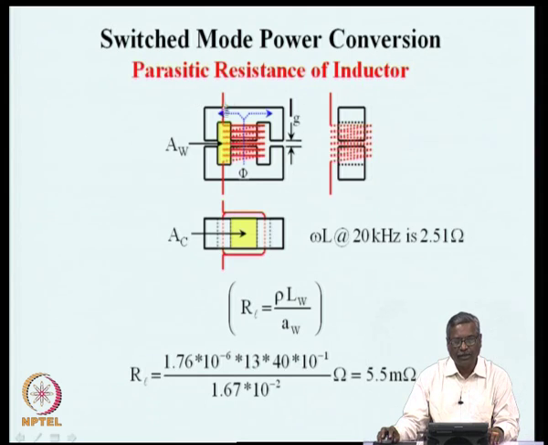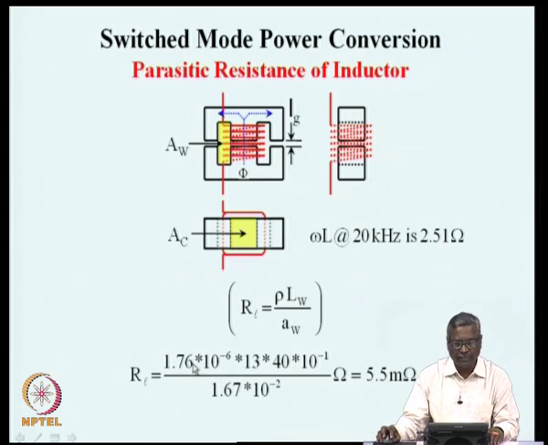20 microhenry, but because we have put a conductor, this also will have a resistance. This resistance is known as the parasitic resistance of the inductor, and that value can be calculated if we know the mean length of the turn, number of turns, and the resistivity of the wire. For example, in this case we use copper.